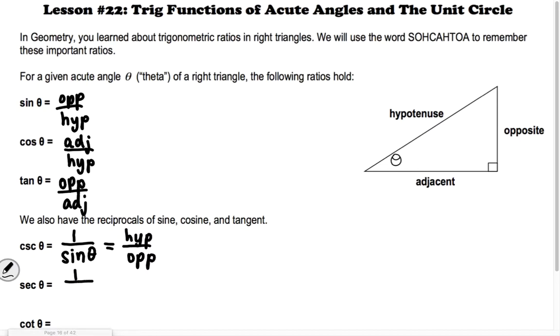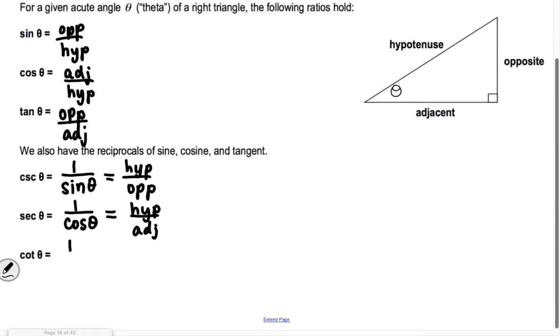And secant is the reciprocal of cosine. So it's going to be hypotenuse over adjacent. And then cotangent is going to be the reciprocal of tangent. So it's going to be adjacent over opposite, exactly. So I always remember that the c's and s's go together, but that is a little confusing because cotangent is also a c. So you've got to think cosecant and secant pair up with cosine and sine, but it's kind of the opposite of what you would think. It's not cosecant and cosine, right? It's cosecant and sine that are reciprocals. So it's a little tricky for students to remember.